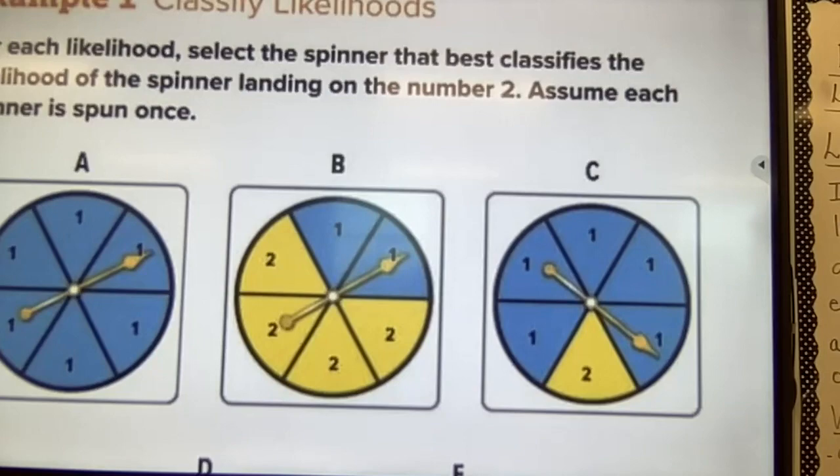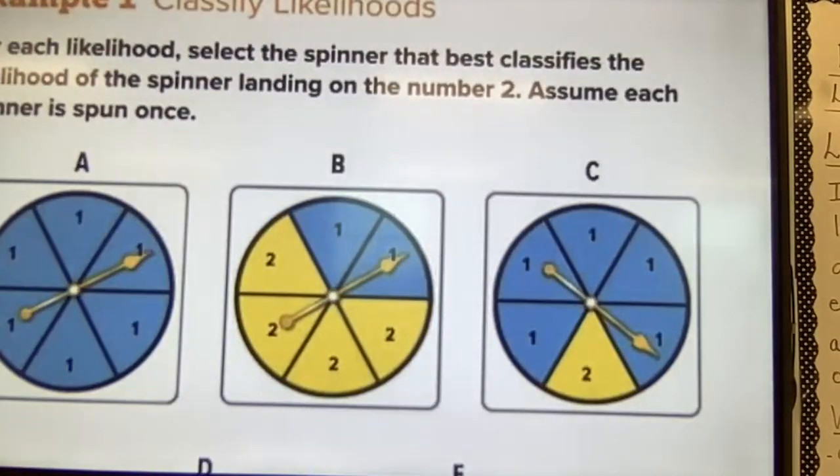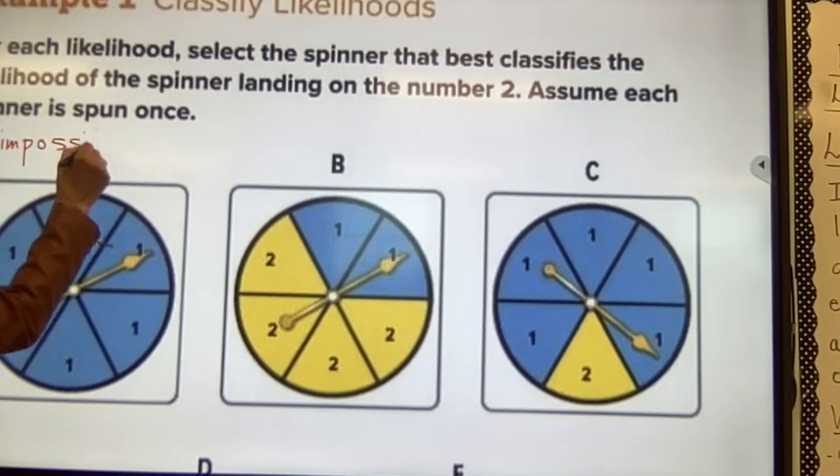Let's look at spinner A. Do we have any 2 over here? As we can see, there is no 2 in that spinner. Because there is no 2 in that spinner, the likelihood of it landing on 2 for the first one is impossible. This is impossible.